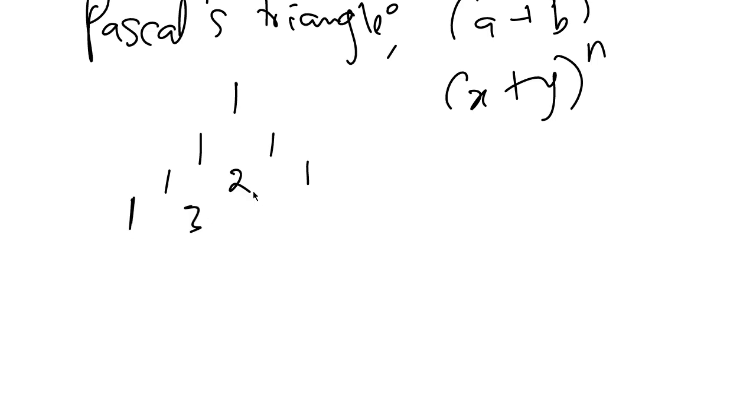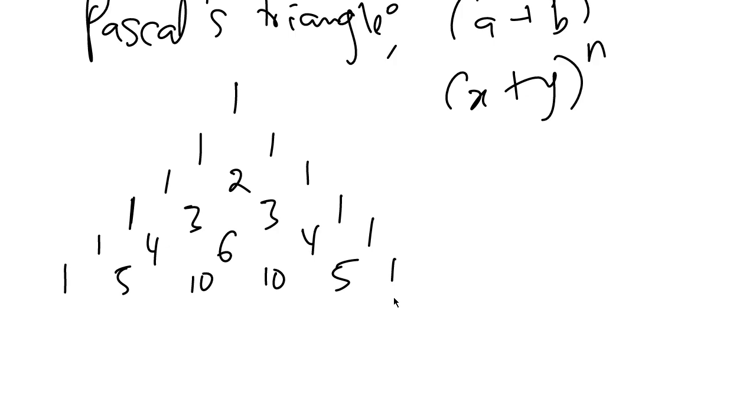1 plus 2 is 3, 2 plus 1 is 3, and then you bring down 1. Then 1, 1 plus 3 is 4, 3 plus 3 is 6, 3 plus 1 is 4, and then you bring down 1 again. Then 1, 1 plus 4 is 5, and then 10, and then 10, and then 5, and then 1. So it keeps increasing. The question now is, how can this help us to get the terms of an expansion?